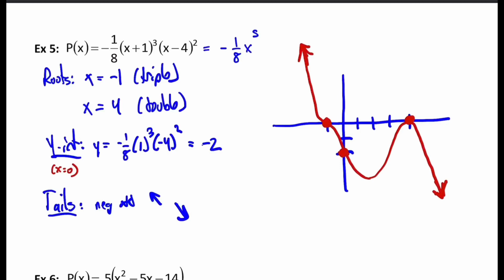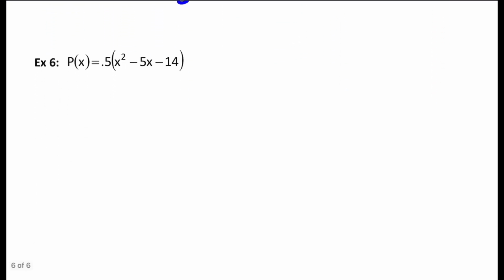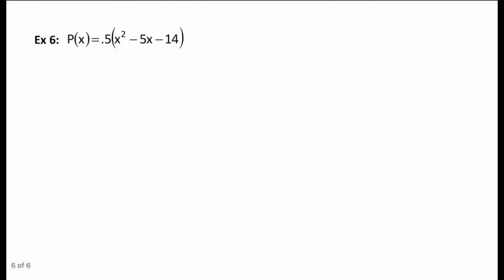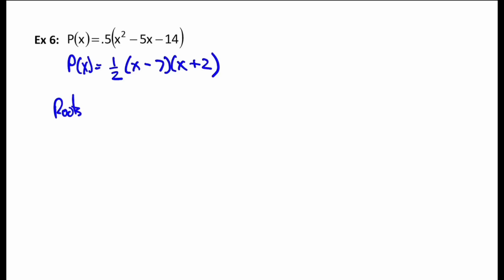All right, last one. So what I need to do here, first, I need to factor. All right, so p of x equals 0.5 or 1/2. This is going to be x. Signs are different, so probably -7, x plus 2. Let me just double check real quick. Yep. Now, roots. X equals 7 and a -2.